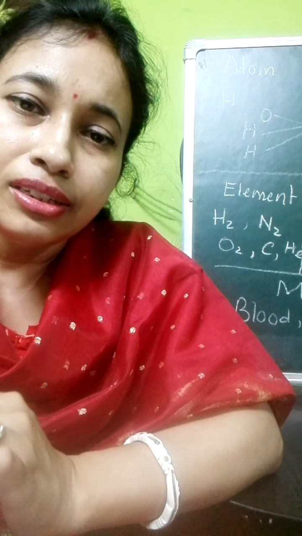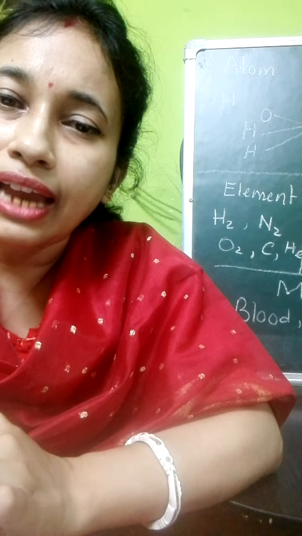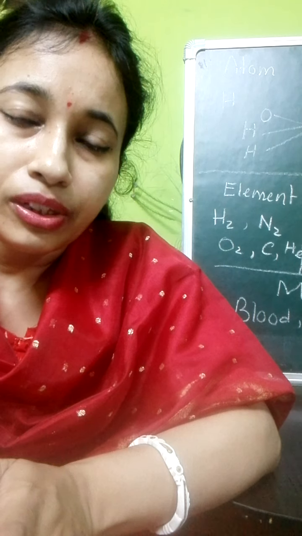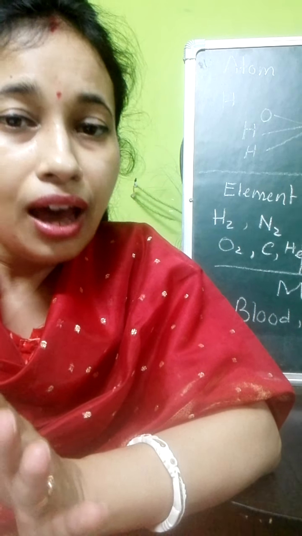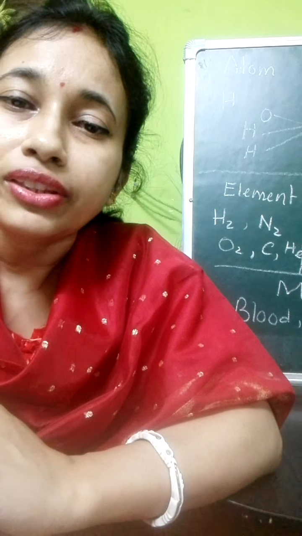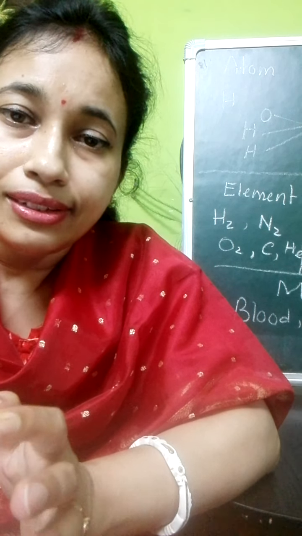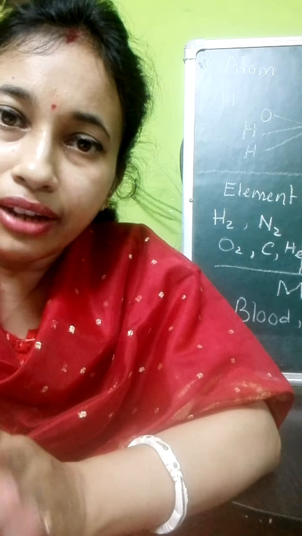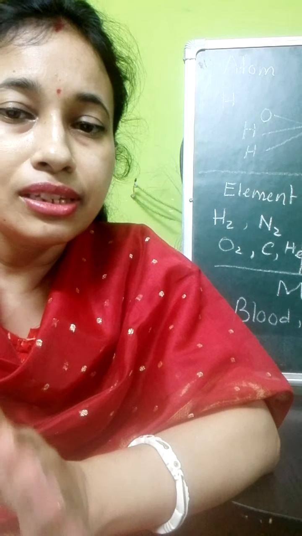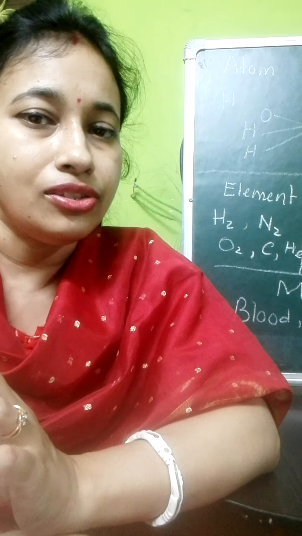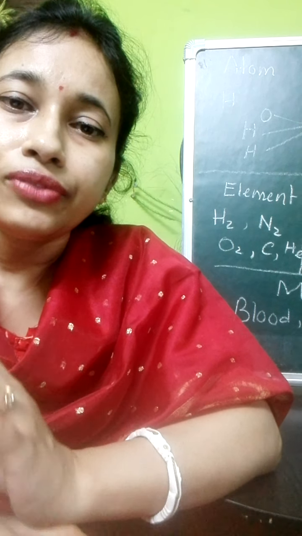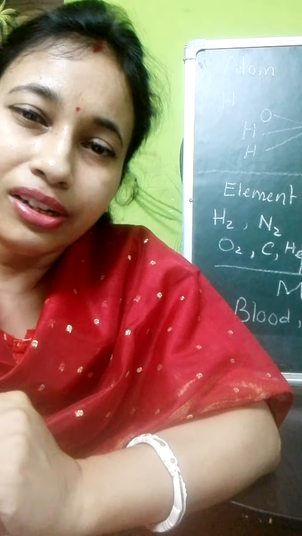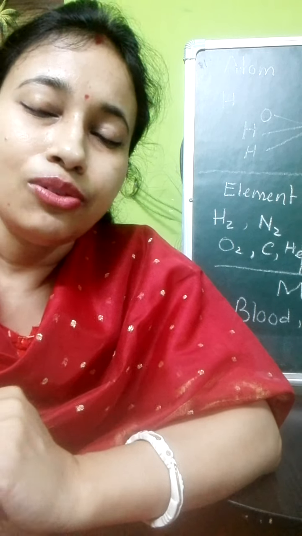Now we will discuss those elements which have more than one valency. For example, nitrogen has more than one valency. Iron has more than one valency. These are 2 and 3. Then carbon has more than one valency. The valencies are 2 and 4. So these elements have variable valency. We will discuss valency in detail in our next video. Till then, you will learn this much.